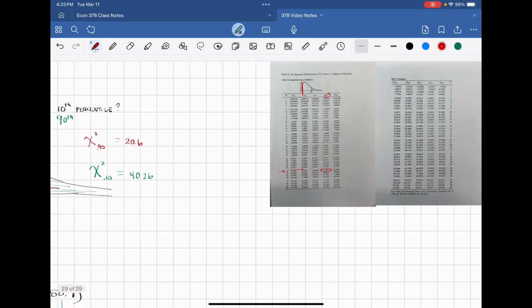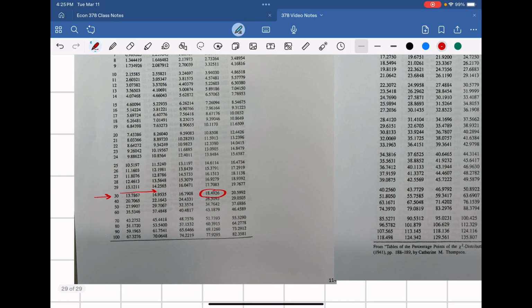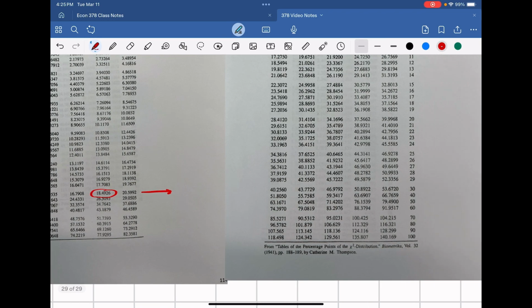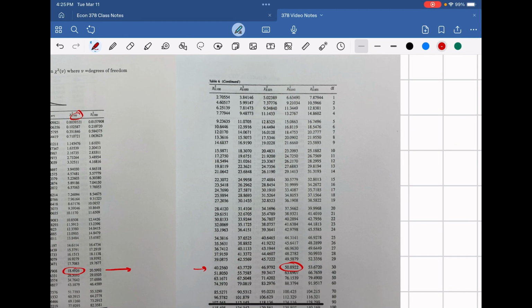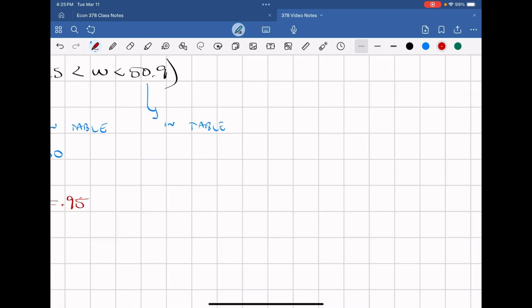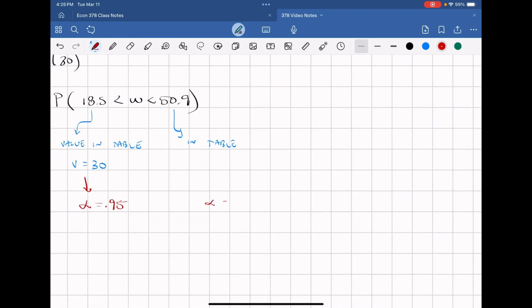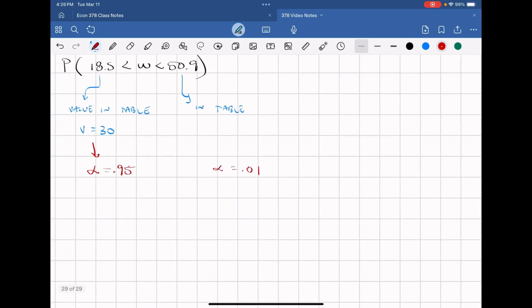Now let's look up 50.9. So it's not in this table here. So let's keep going over here to 30 degrees of freedom. And I find 50.9 right there. And so that's at 0.01. So in this case, alpha is equal to 0.01.